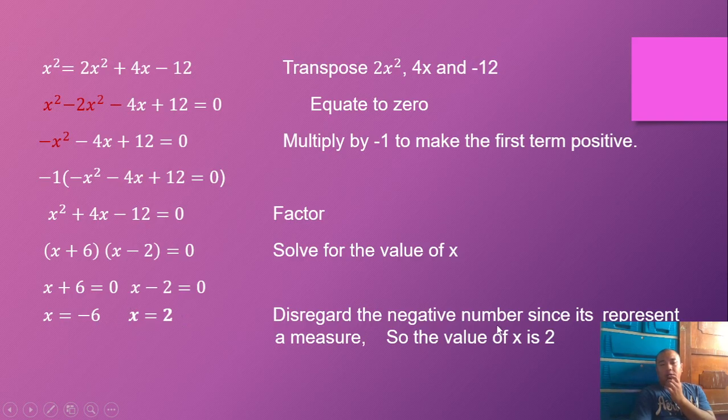Let us now disregard the negative number. We do not accept a negative measure of a side. So we only accept x is equal to 2.